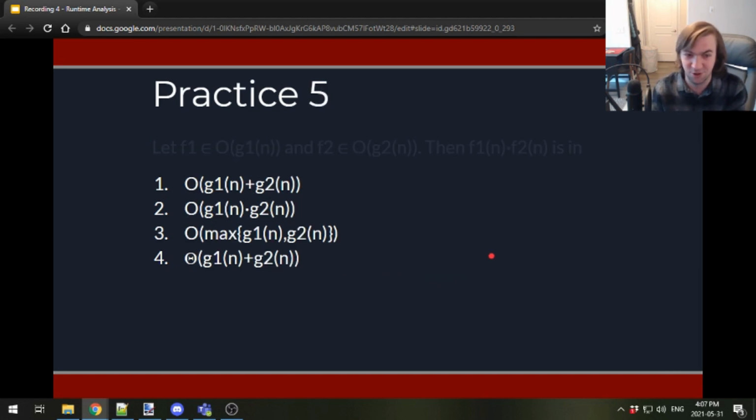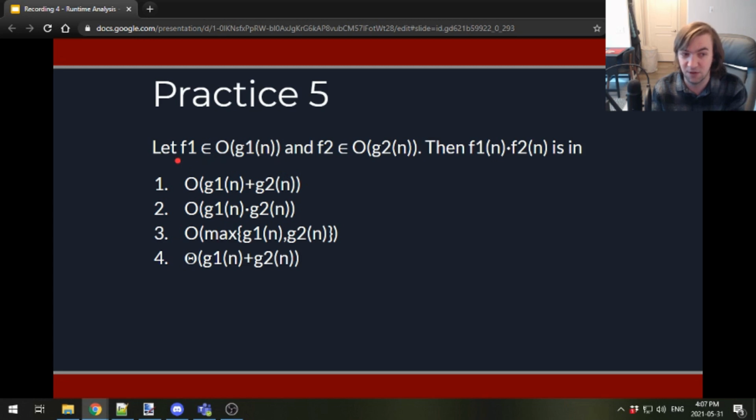Now, more practice questions. Suppose f1 is in big O of g1, f2 is in big O of g2. What can we say about f1 times f2? Is it in big O of g1 plus g2, big O of g1 times g2, big O of the maximum of g1 or g2, or big theta of g1 plus g2?